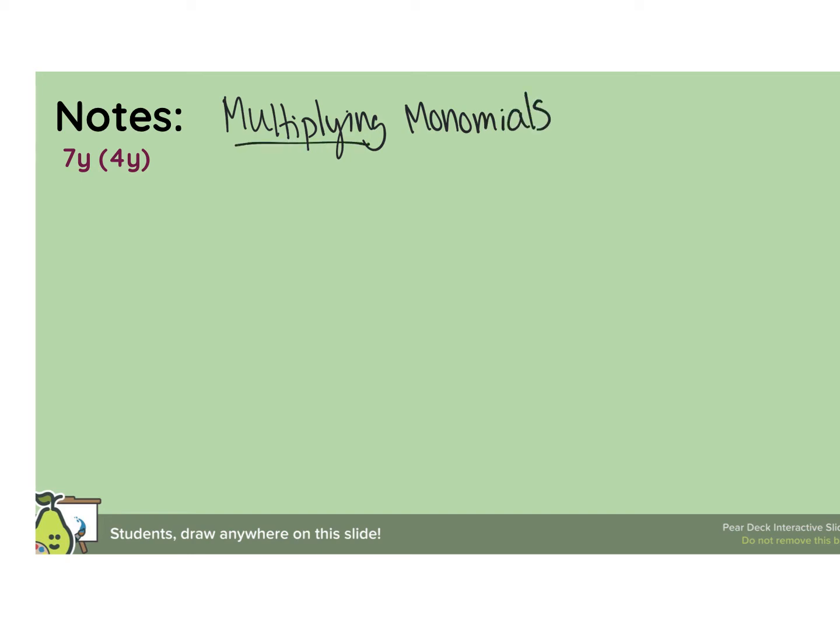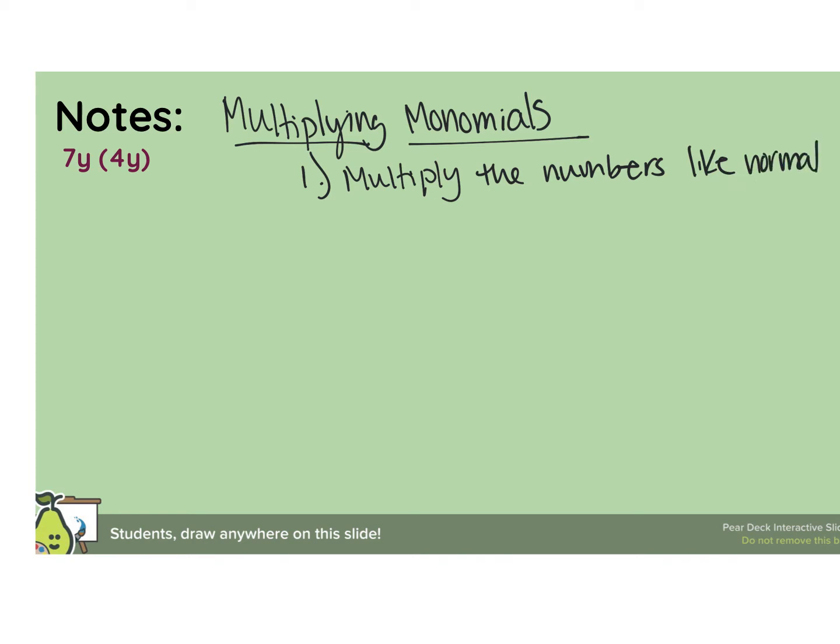So first, you're going to multiply the numbers together, like normal. And then second, you're going to add the exponents of the variables. So even though you're multiplying, when it comes to multiplying with exponents, you actually add them together, okay? So you're going to add the exponents of the variables.